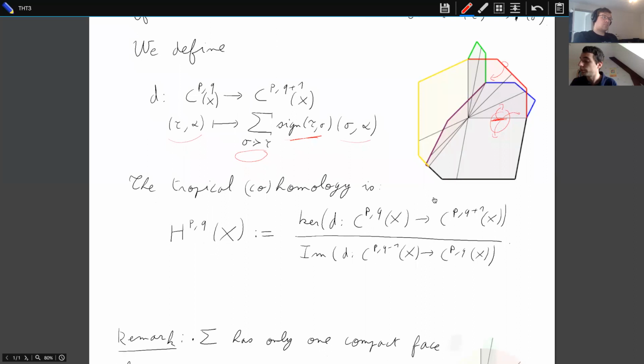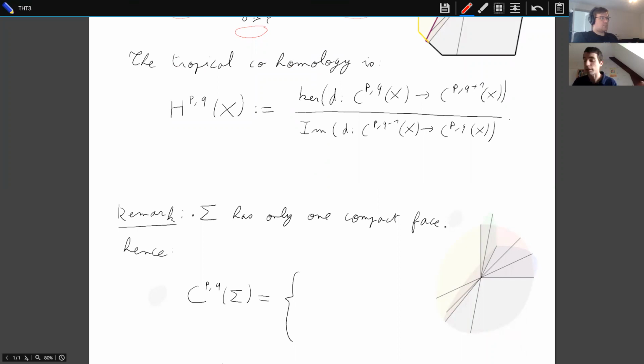Okay, so here it's the cohomology. I define the cohomology as usual as the kernel quotiented by the image. And the homology is the same thing, but I only define this for the cohomology. As Christine said, in fact, in sigma, there is only one compact face, which is the origin. So CPQ of sigma is, if Q is greater than zero, then the support is empty because there are no compact faces of dimension Q. So CPQ is just zero. And if Q equals zero, then the only face of dimension zero is the origin. So CPQ is just FP of zero.